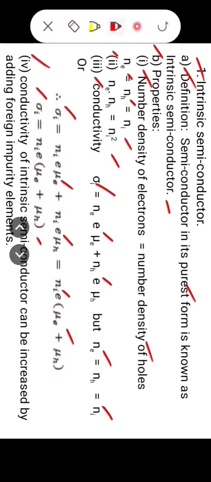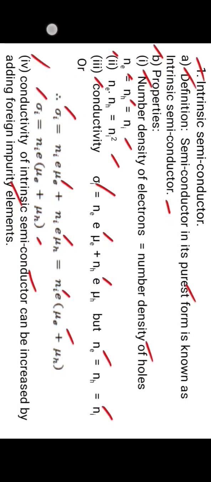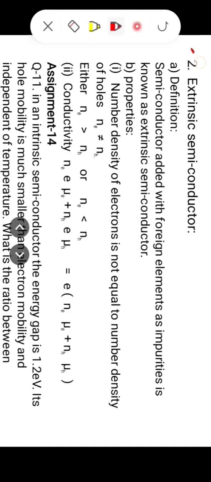Number 4, conductivity of intrinsic semiconductor can be increased by adding foreign impurity elements. I repeat, conductivity of intrinsic semiconductor can be increased by adding foreign impurity elements. Now second, extrinsic semiconductor. What is its definition? Semiconductors added with foreign elements as impurities are known as extrinsic semiconductors.